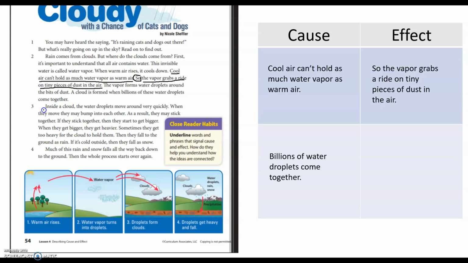I also read that billions of these water droplets come together. When they come together, what is the effect? You probably said the effect is a cloud is formed. Now in this case, the effect came before the cause in the text, and that's okay. They're connected with the word when. When this happens, this happens. Now it's your turn to practice.